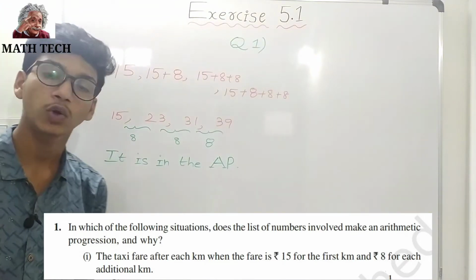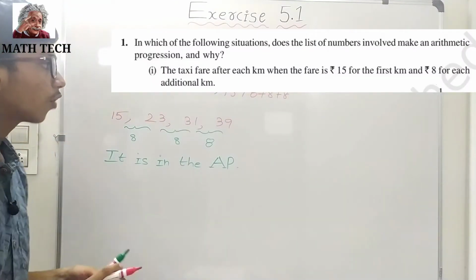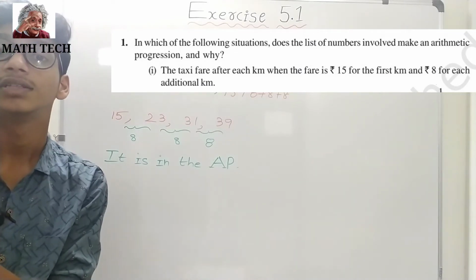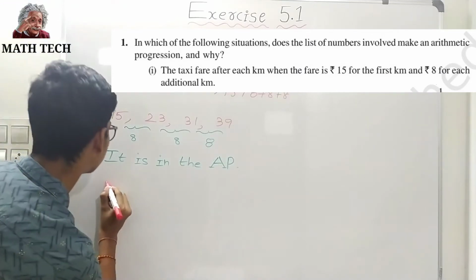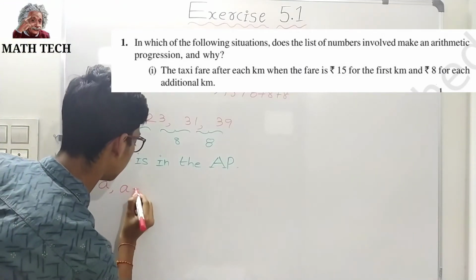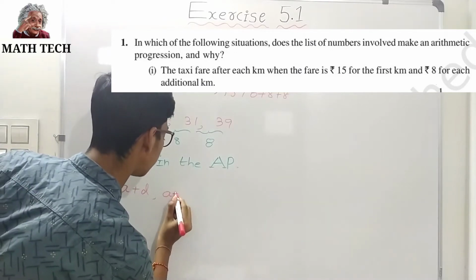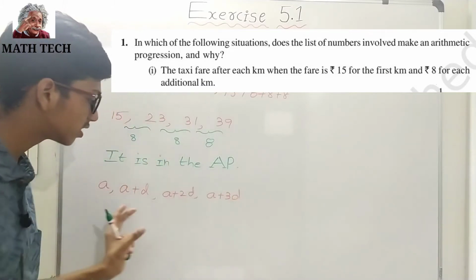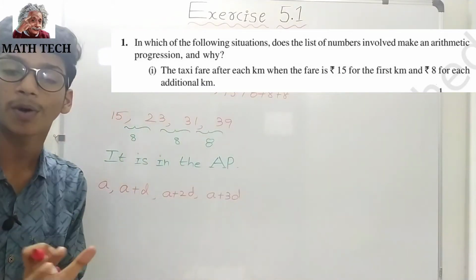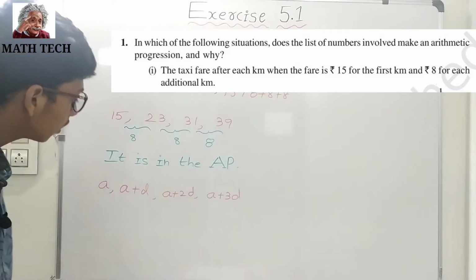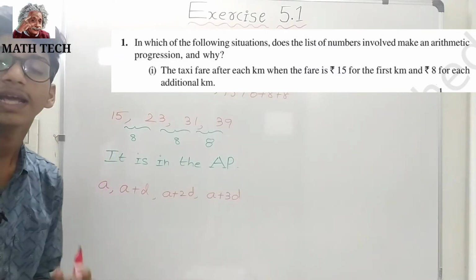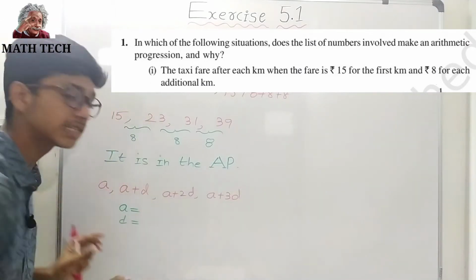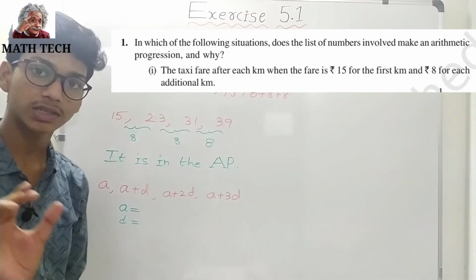There is another way to find this. We already know the general form of the arithmetic progression: a, a plus d, a plus 2d, and a plus 3d, and it goes on. This is the general form of the arithmetic progression, where a is the first term and d is the common difference.